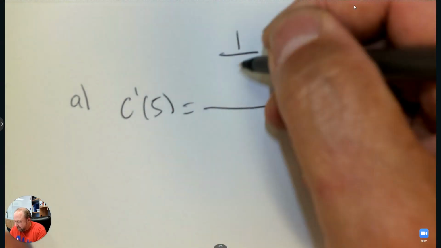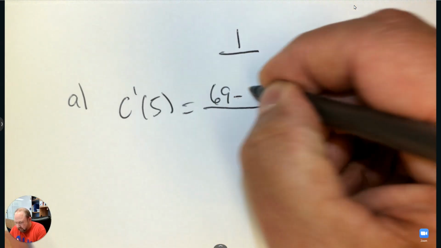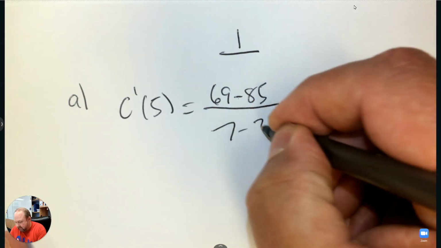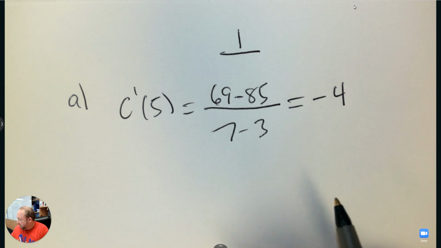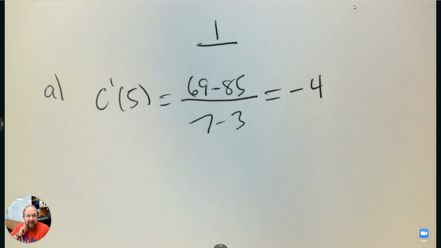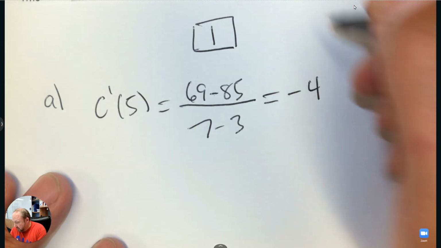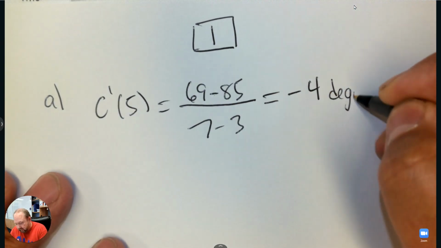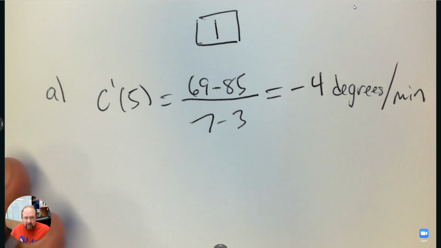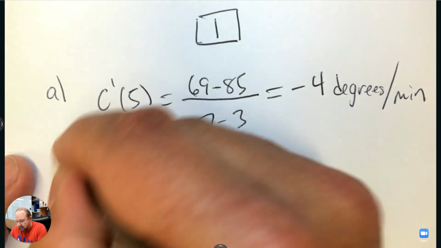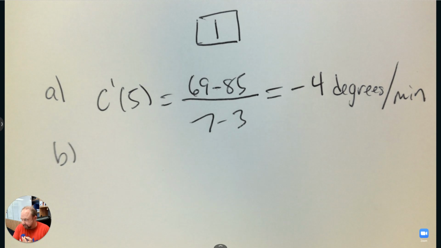So the derivative at 5, and it's 69 subtract 85, over 7 take away 3. If you did simplify this, the answer was -4. Now, it also says, hey, write down the units. And so the units is degrees per minute. Probably 1 check mark, but I'm not sure. They haven't released how they are scoring it yet.